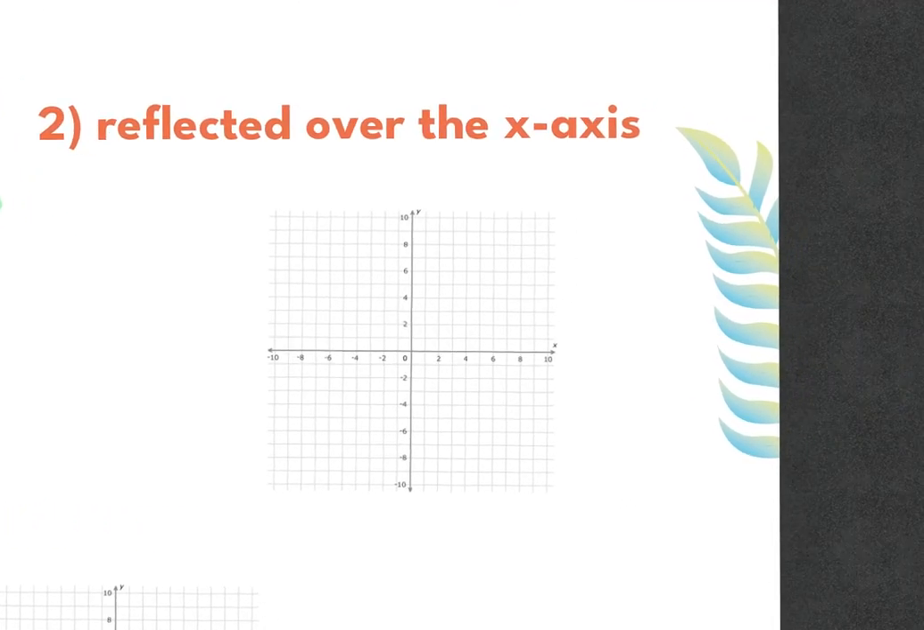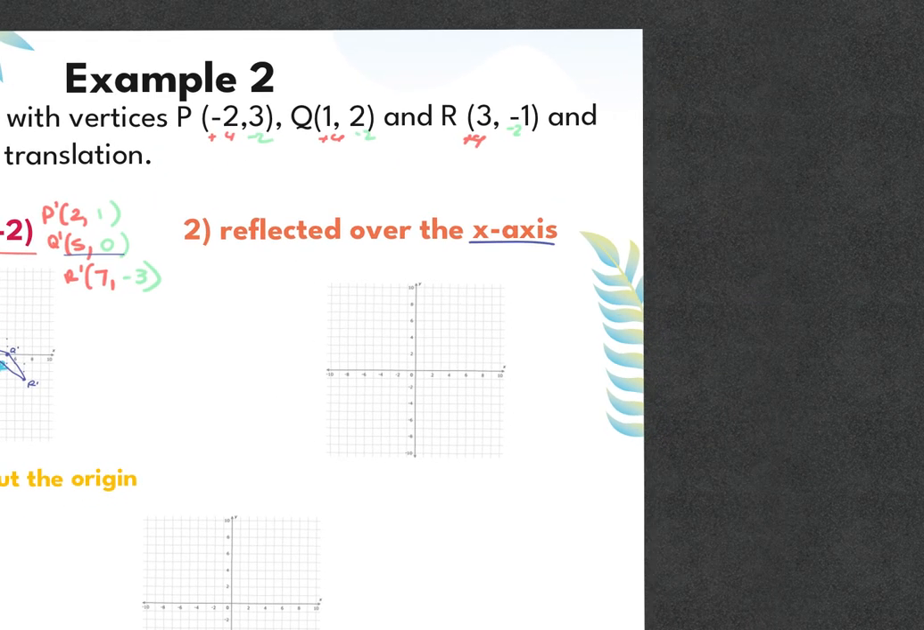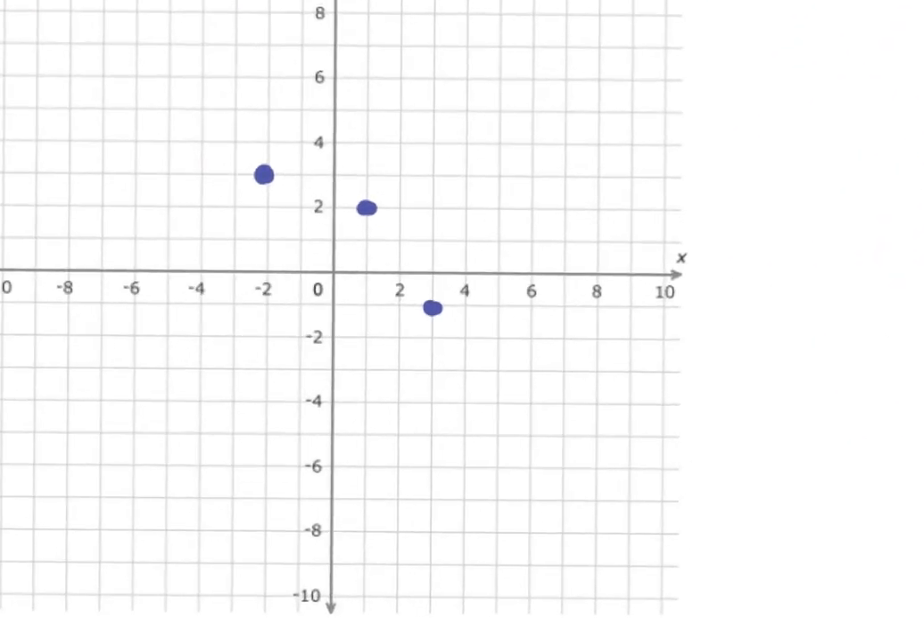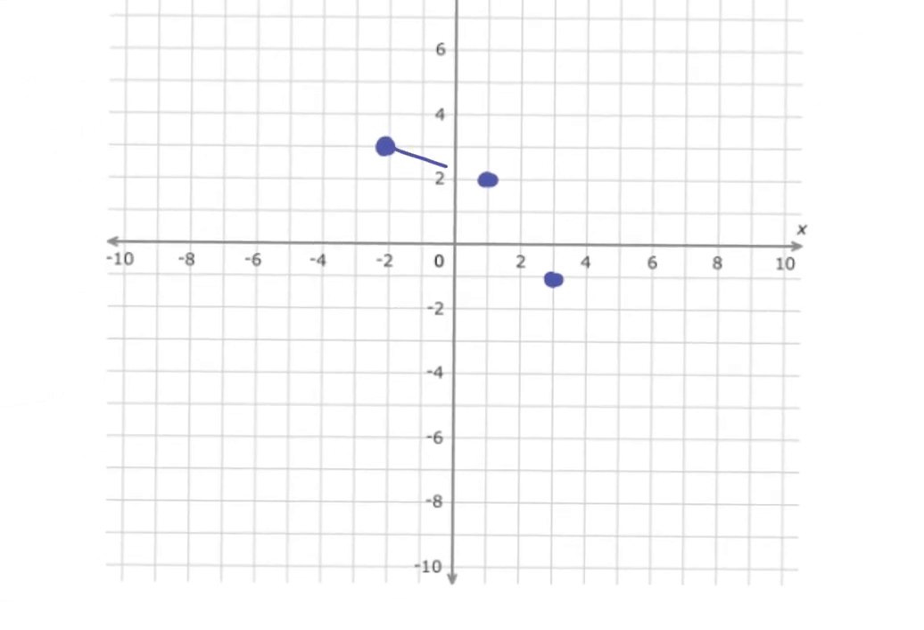All right, 2 says reflected over the x-axis. So again, if I plot those same points, -2, 3, 1, 2, and 3, negative 1. And I'm reflecting it over the x-axis. So there's actually two ways to do this. One is I use the x-axis as my reflection line, and I'm going to move my coordinates opposite direction away from the line, same distance. So P is 1, 2, 3 units above. I'm going 1, 2, 3 units down.